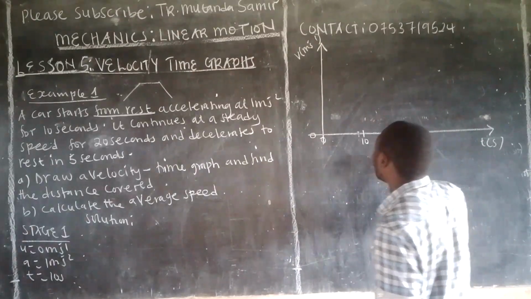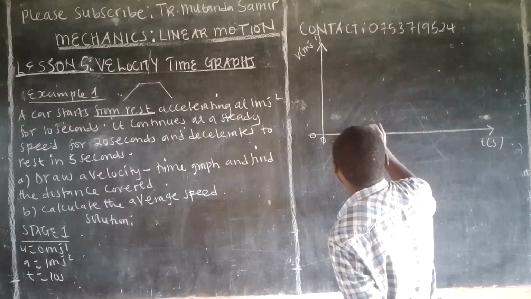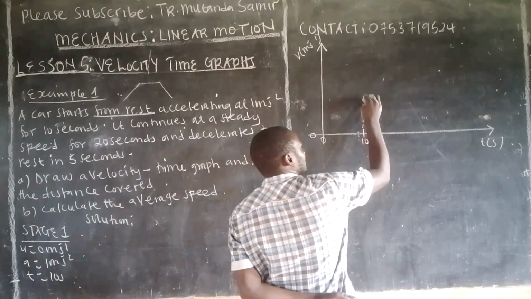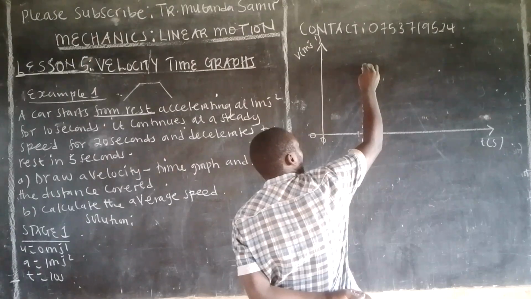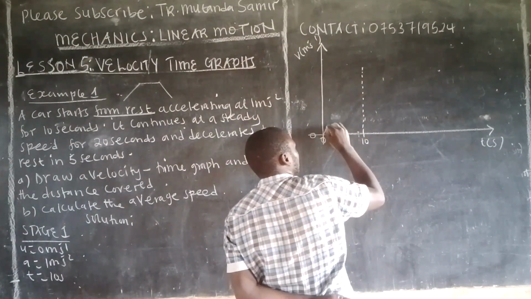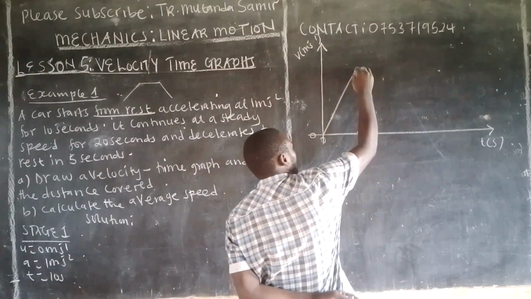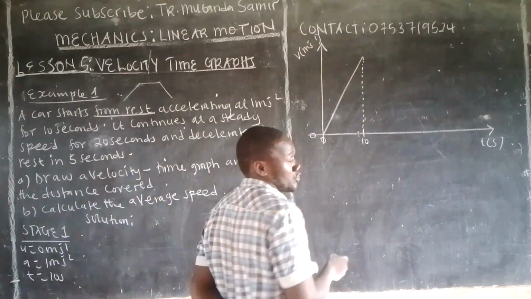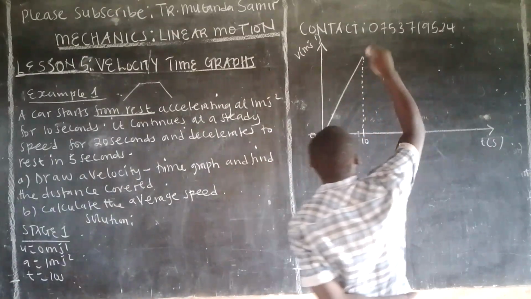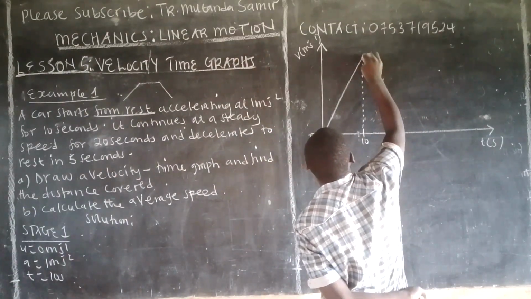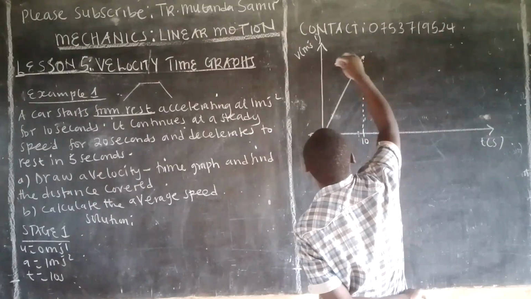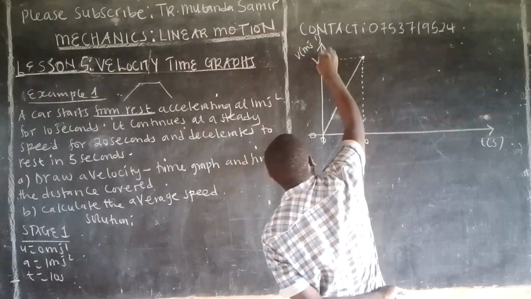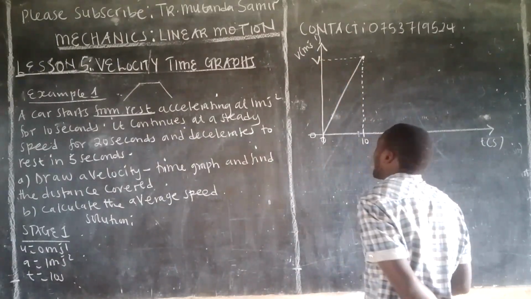That means this body starts from here and goes up to that level. I can end anywhere I want. It has no specific place where it should end. Now we know that where it has reached, it will have reached the final velocity v. So on this side I'll put the final velocity v, like that.